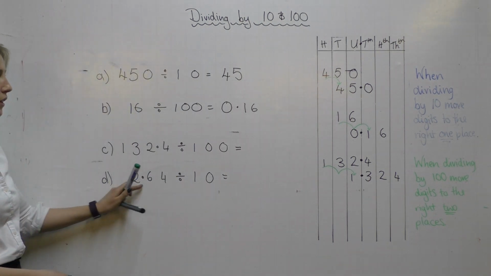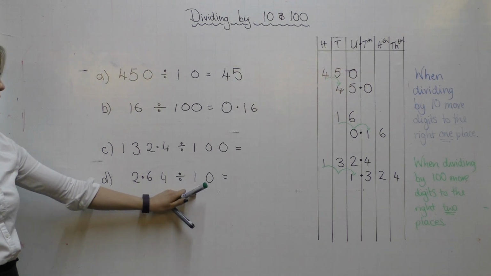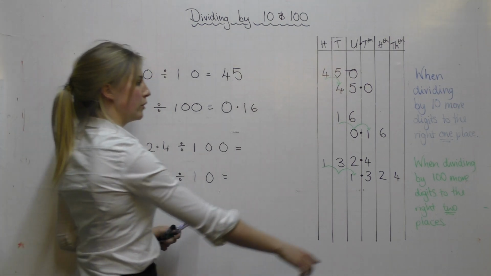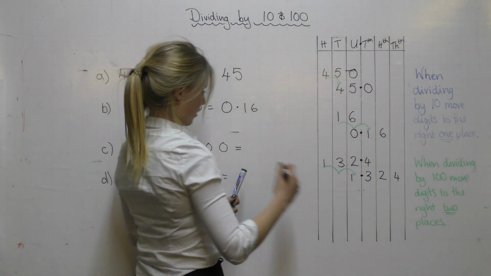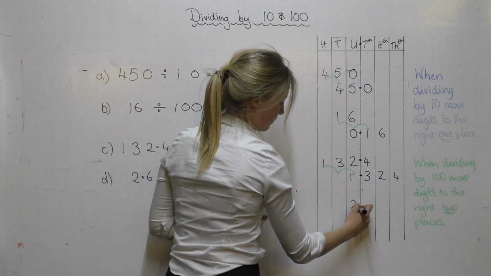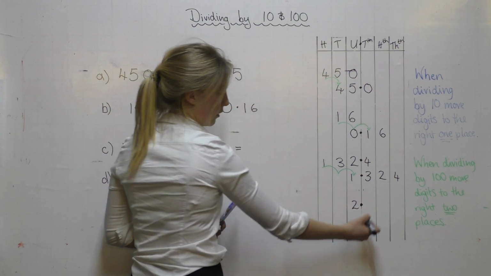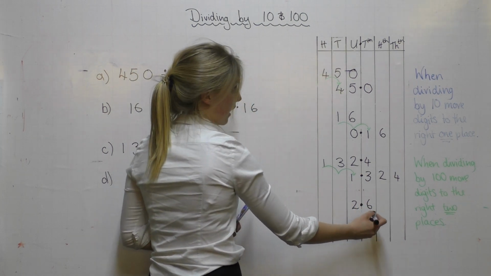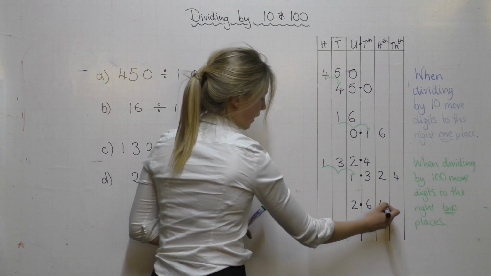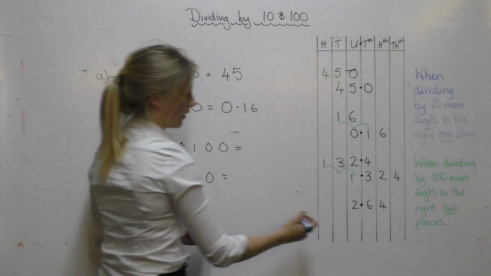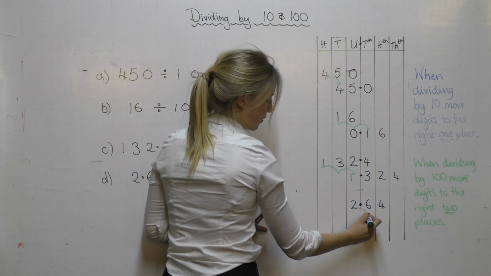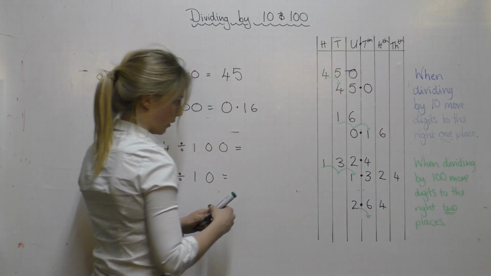Lastly, we have 2.64 divided by 10. This time again, we're going to be looking at moving it 1 place to the right. So we've got 2 in our units column, our decimal point doesn't move, 6 in our tenths column, and 4 in our hundredths column. Moving them 1 place to the right, our 2 then moves into our tenths column.